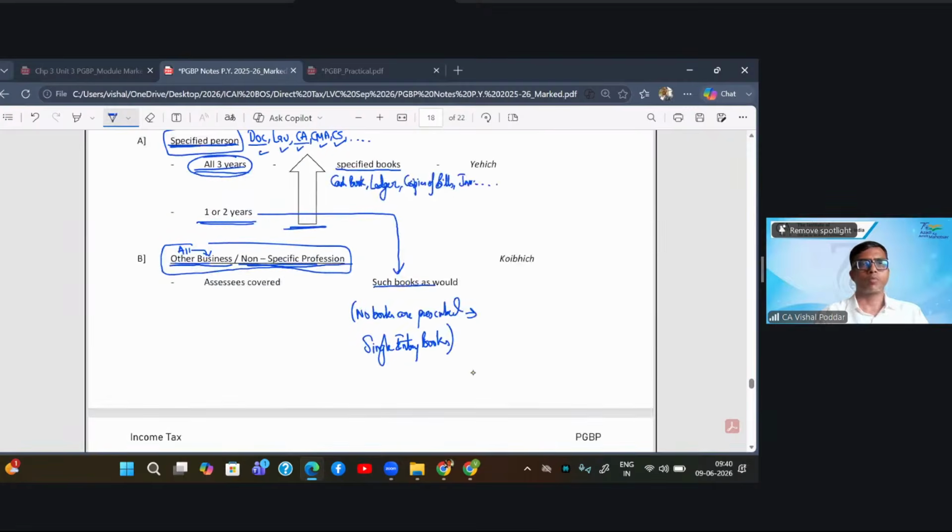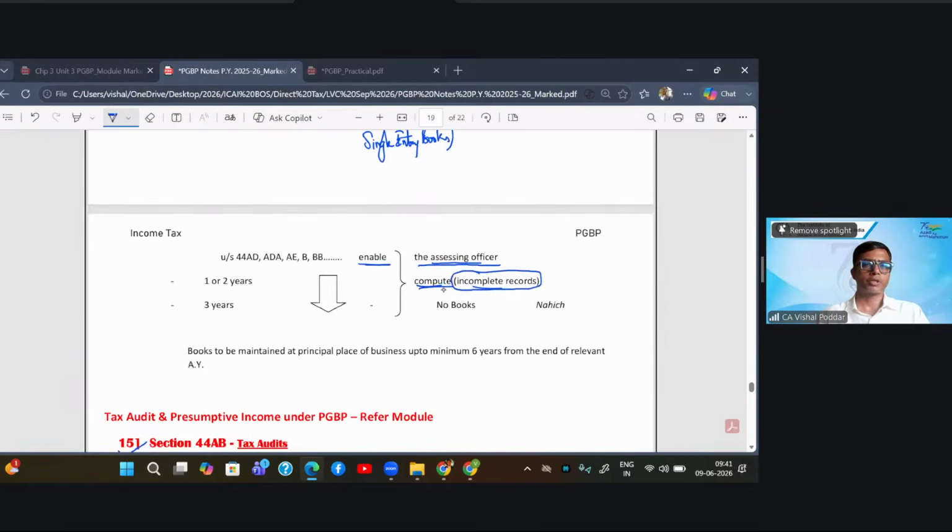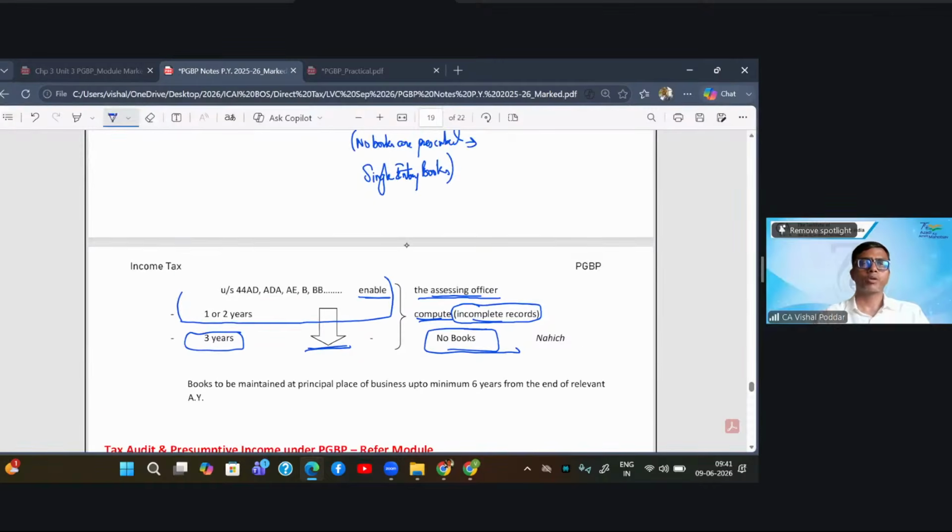Correct? Now, if you are into any other profession other than the above, or if you are into any business, then you are covered in the second category. Now for this, what is the condition given? If your turnover in all the 3 years is below the prescribed limit, you don't have to maintain any books. It means you are a very small business because your turnover has not exceeded in any of the past 3 years. But if it has exceeded in any of the past 3 years, then again, what rule is applicable? You have to maintain single entry books at least.